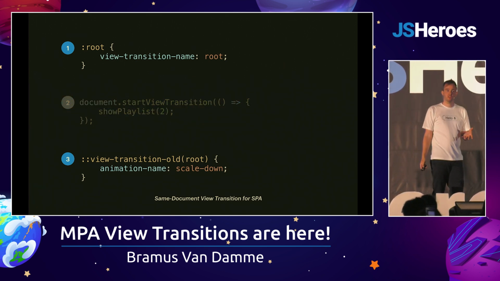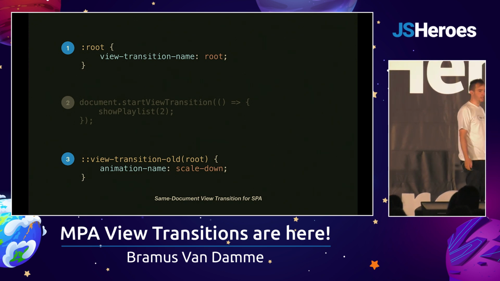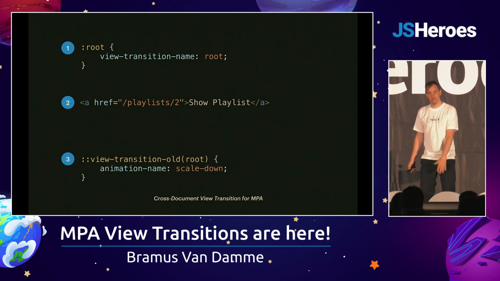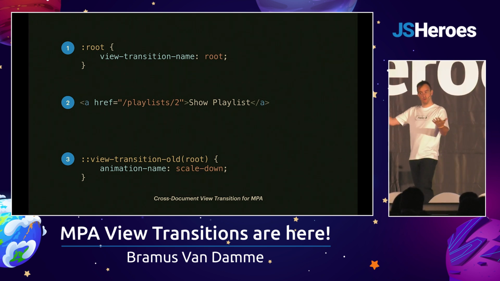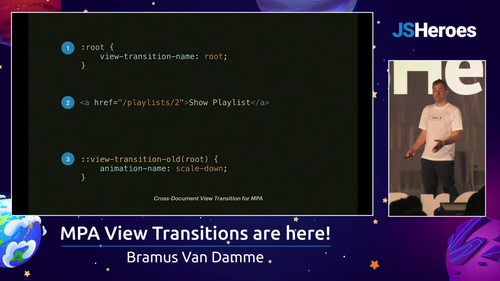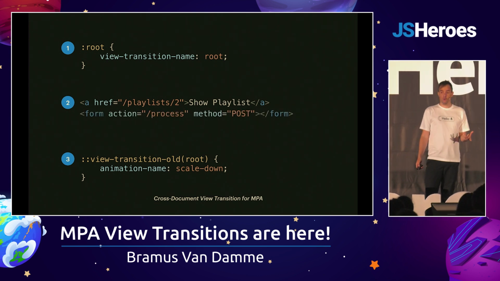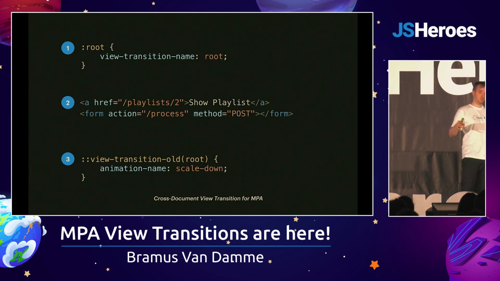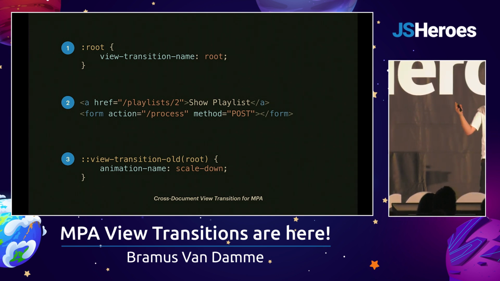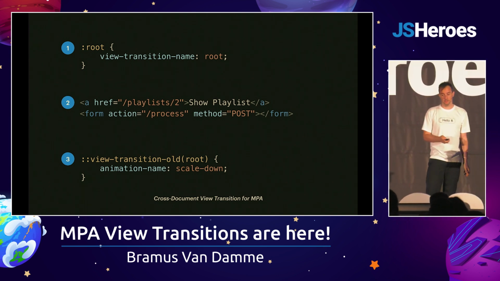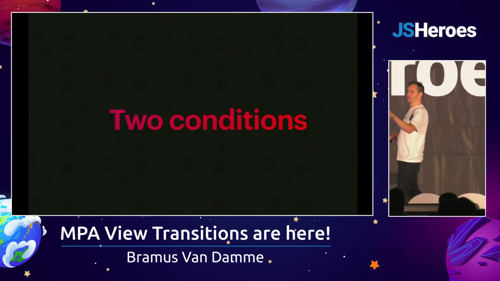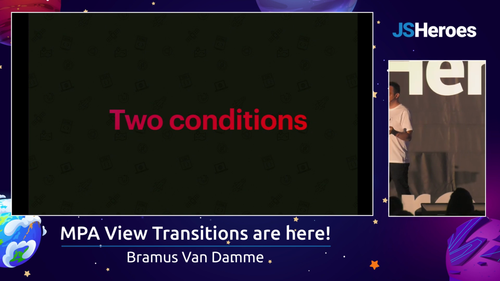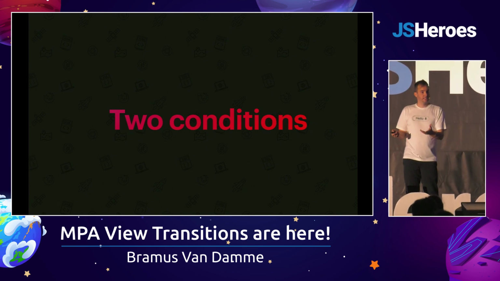Instead of calling document.startViewTransition, this now gets replaced by a navigation, which is, for example, following a link. You go from one page to another page. This could also be, for example, a form submission. Or if you want back and forwards between 2 pages that you visited, that can also be a view transition because that's a navigation between 2 pages. There's 2 conditions though before your view transition between 2 pages can actually run.